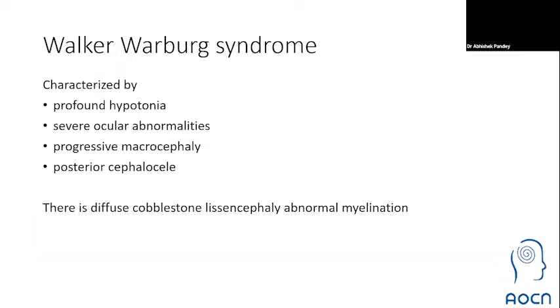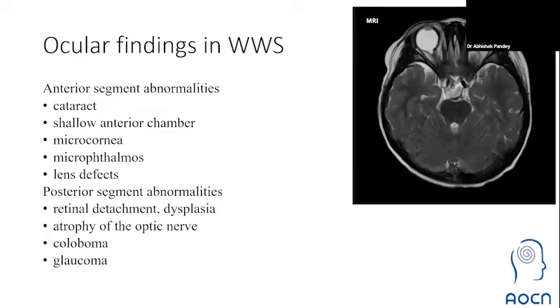So Walker-Warburg is characterized by profound hypotonia, severe ocular abnormalities, progressive macrocephaly. Our child had microcephaly and posterior encephalocele. And there is a diffuse cobblestone lissencephaly pattern in the MRI. What are the characteristic ocular findings in Walker-Warburg? There are anterior and posterior abnormalities.